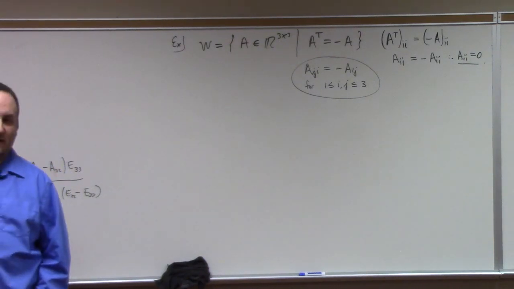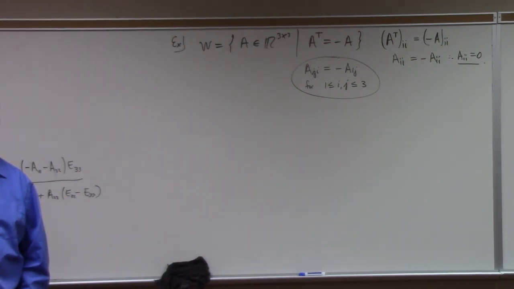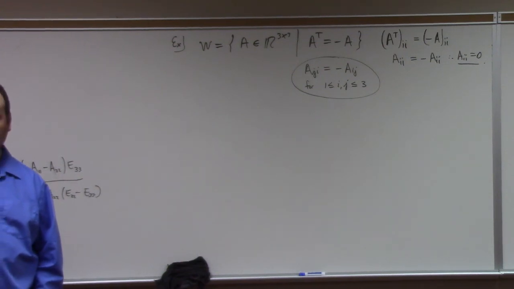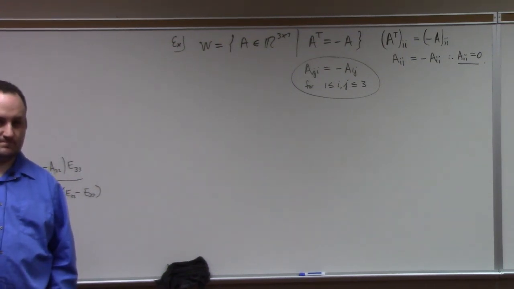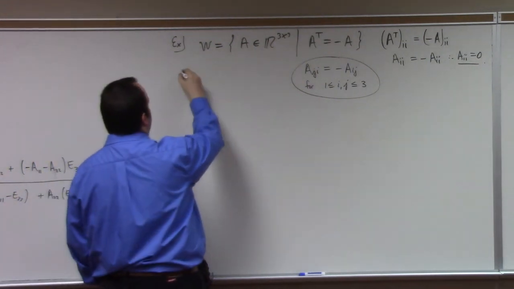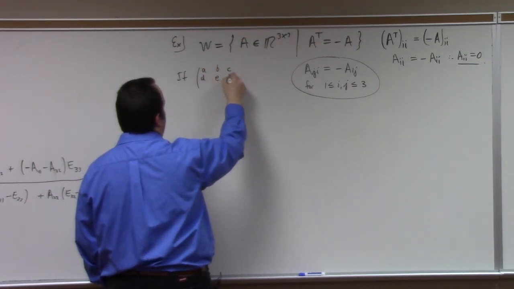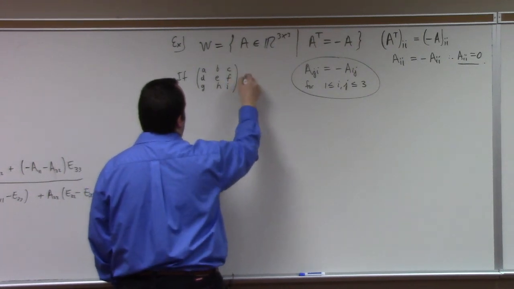The rub is that they're not independent equations. You have 3 equations which essentially say that the diagonals are 0, and then you have 3 other equations which say the off diagonals match up by a minus. So if you really study the equations, there's really only 6 independent equations here, which means we should expect that it's a 3-dimensional subspace. But that aside, if we have A, B, C, D, E, F, G, H, I is an element of W, then what can you tell me about that?